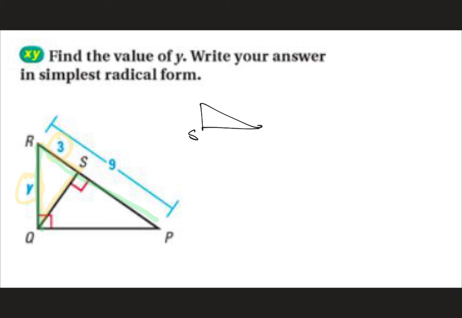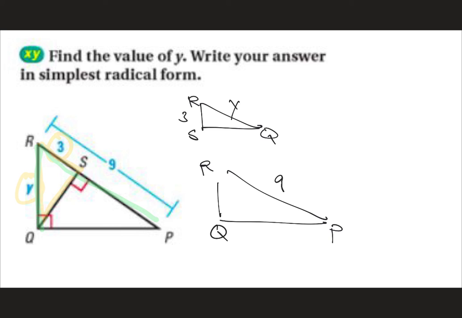So in the small one, we have S, R, Q. In the original triangle, we have Q, P, and R. RS is 3, RQ is Y. In the original triangle, RP is 9, RQ is Y. So we can say that the hypotenuse of the larger triangle, 9, over the short leg of the larger triangle, Y, is equal to the hypotenuse of the small triangle, Y, over the short leg of the small triangle, 3.